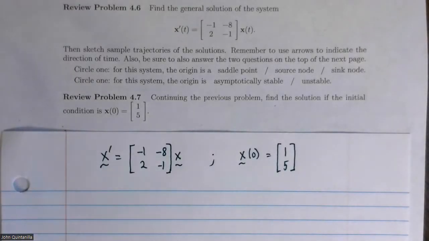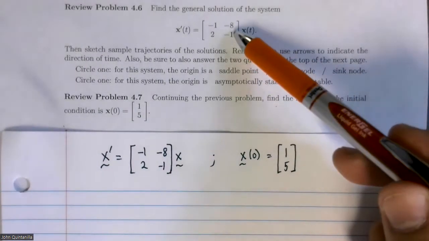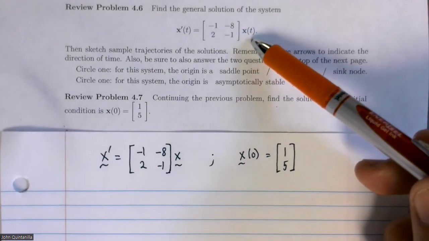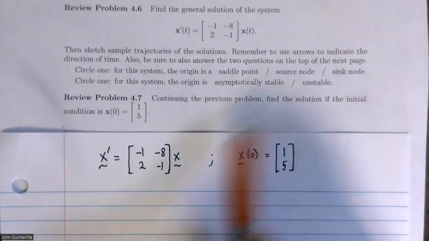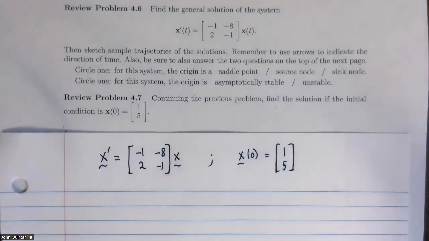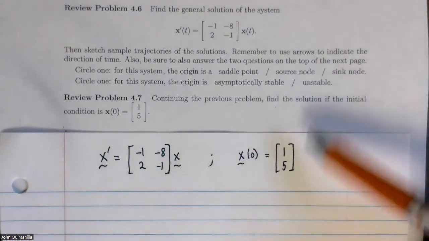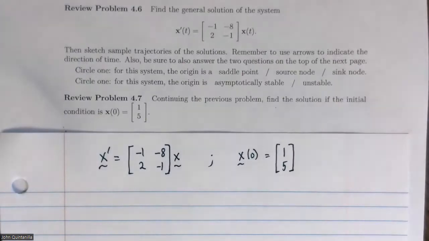In this video, let's take a look at the solution of review problems 4.6 and 4.7, solving this system of linear differential equations. We have to determine if the origin is a saddle point, a source node, or a sink node, and if the origin is asymptotically stable or unstable. And then we need to solve the initial value problem if this initial condition is given.